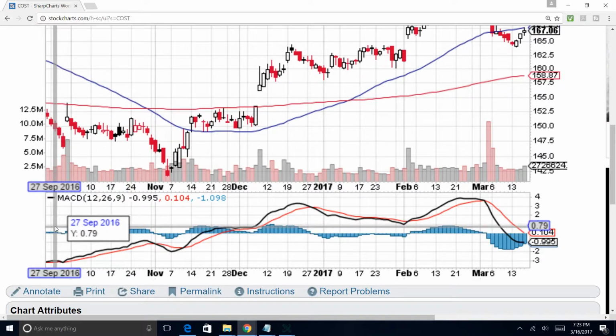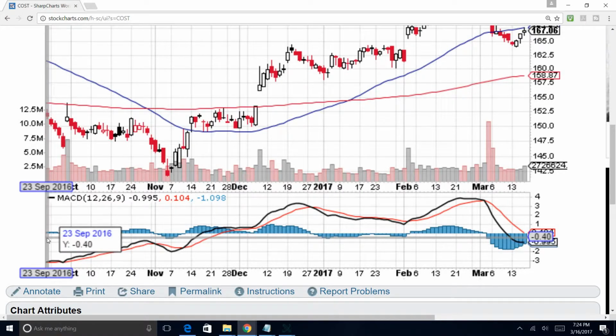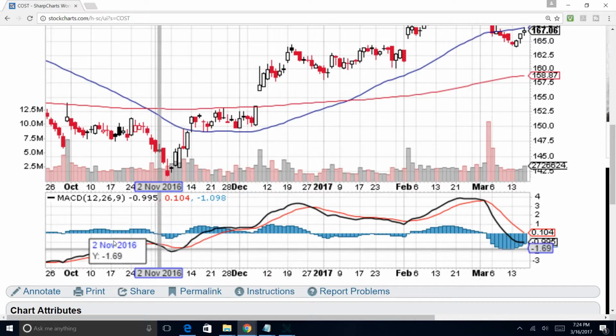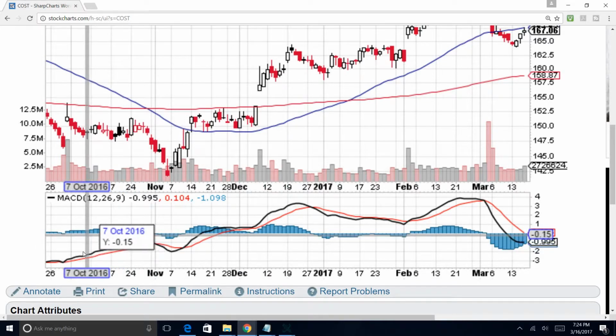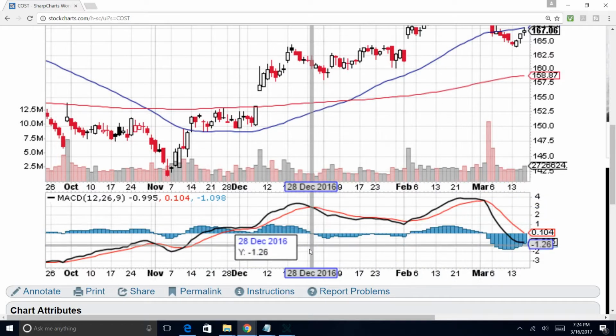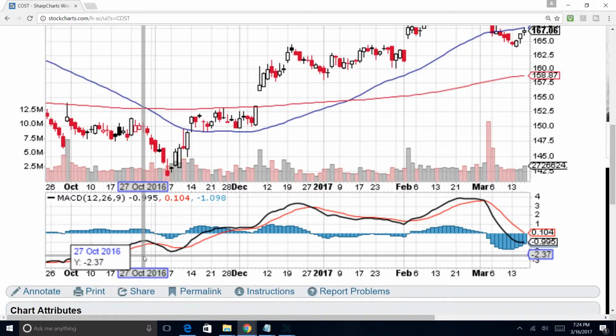Okay, so the next part of our chart is the MACD. What the MACD is, is an indicator, a lagging indicator that tells us the movement of the stock. Stock charts gives us both the lines, the crossover lines, and the histogram. So MACD is useful as a confirmation.